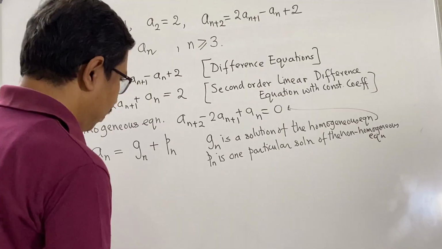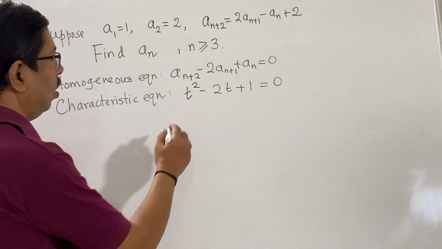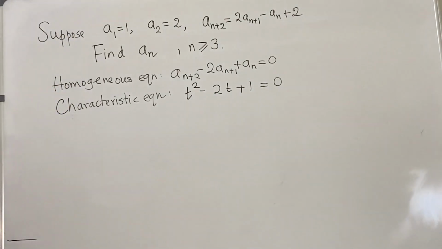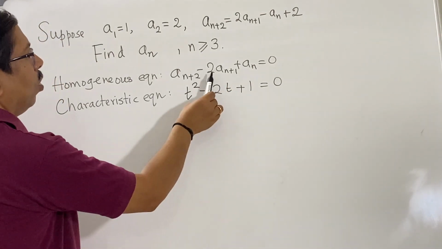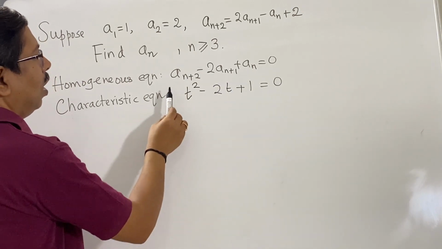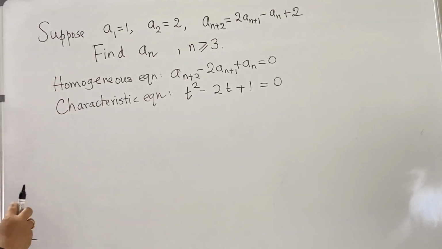So that's the plan. Now to solve the homogeneous equation, we will take help of the characteristic equation t squared minus 2t plus 1. Now how is this obtained? Corresponding to the term a(n), we have 1. Corresponding to the term a(n+1), we have 2t. And corresponding to the term a(n+2), we get t squared.